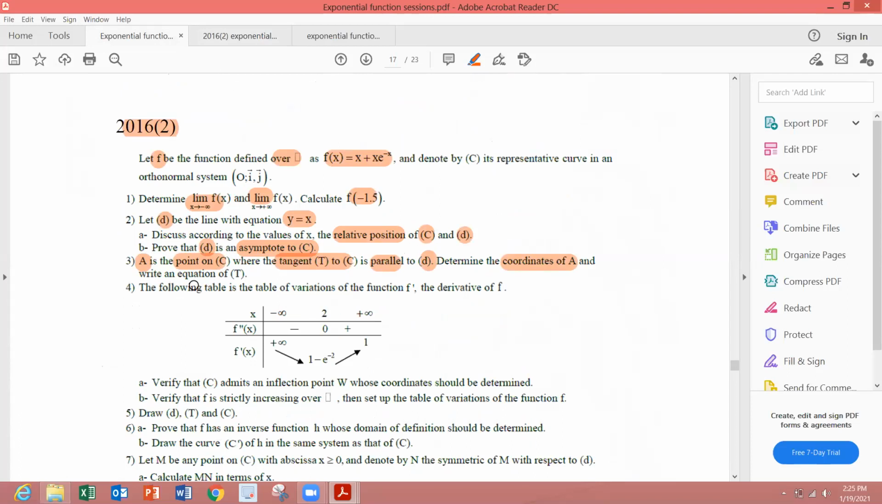Part 4. The following table is a table of variations of the function f prime. We did the variation of f prime, not of f, the derivative of f. So they gave us f double prime of x and f prime of x in the given table like that. This is the table of variation.